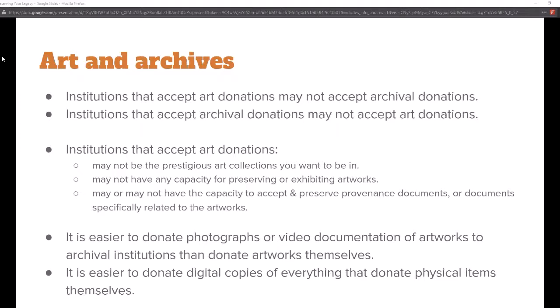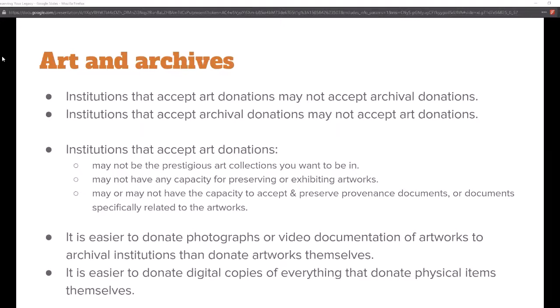If you find a place that will accept your art by donation, it may not be the kind of place that will be able to exhibit it. It may not be the kind of place that can preserve it properly. It may not be the kind of place that you want to put on your portfolio. And it certainly may not be the kind of place that can accept even the provenance documents related to that art, let alone the rest of your archive.